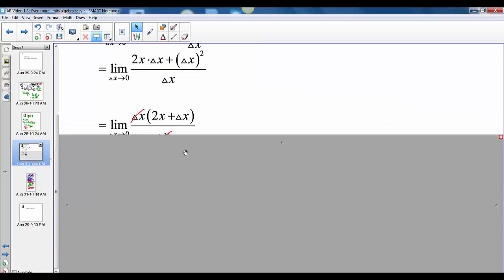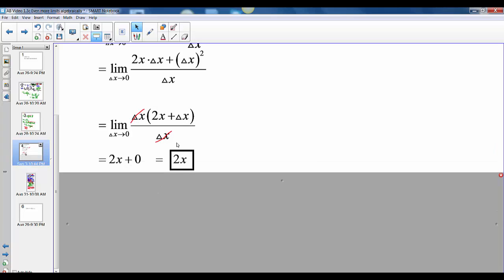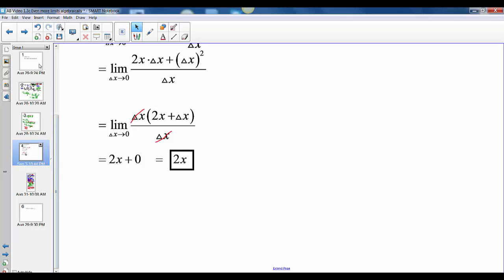When I factor out the delta x on the top, I'll have 2x plus delta x. These delta x's now cancel. Now replace the delta x by 0 by substitution, and 2x plus 0 is 2x. We get the same answer as we got the last time.